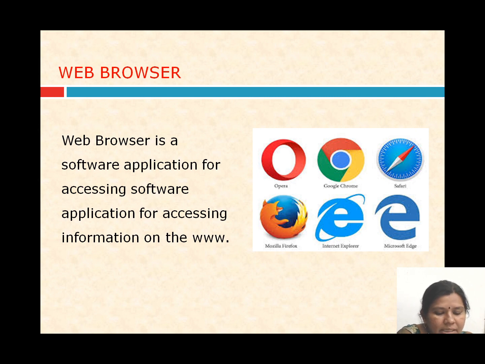It is an interface between the user and the World Wide Web. See here, a web browser has a common graphical user interface. Examples are Opera, Mozilla Firefox, Internet Explorer, Google Chrome, Microsoft Edge. These can navigate files, folders and websites using hyperlinks, and multiple tabs and windows of the same browser can be opened.